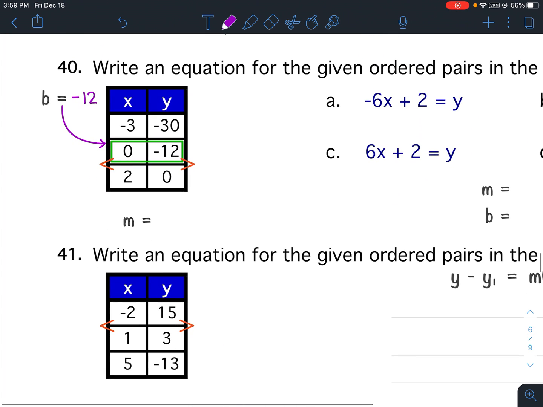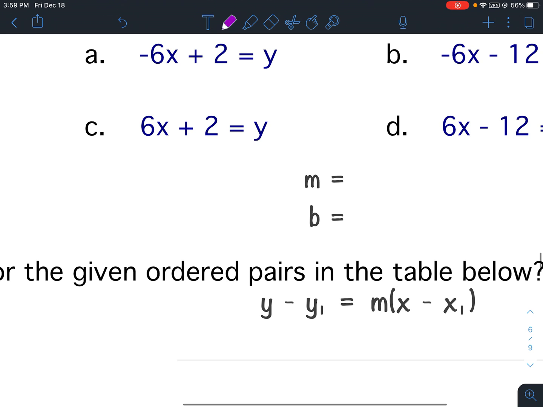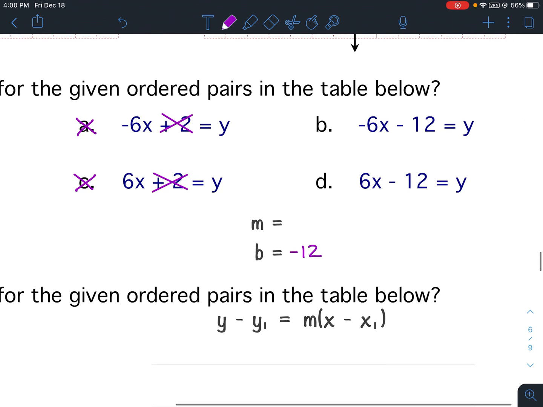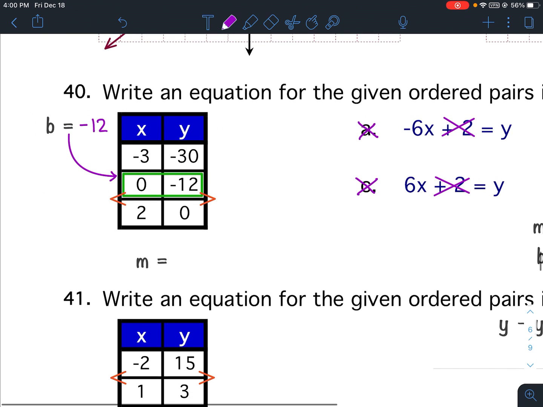So again, my y-intercept is negative 12. Well, from that information, I can eliminate A and C because their y-intercepts are positive too. So now I need to figure out what my slope is. My slope is either going to be a negative 6 or a positive 6. So back to the chart.